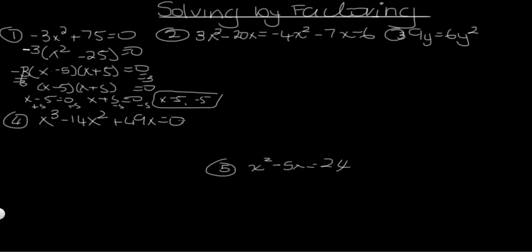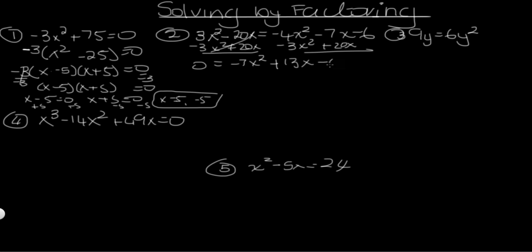Okay. For number 2, I need to either bring these to the right or these to the left. It's probably easier to bring these two to the other side, so let's go ahead and do that. So subtract 3x squared, subtract 3x squared, add 20x, and add 20x. So on this side, I know I'll have 0. -4 minus 3 is -7x squared. -7 plus 20 would be plus 13x, and then minus 6.